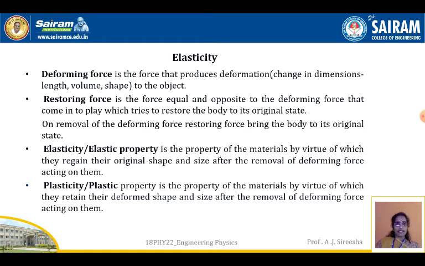Next is elasticity. Elasticity is a property of a material by virtue of which it regains its original shape and size after the removal of the deforming force acting on it. That means the property of a material by virtue of which it comes back to the original shape and size after the removal of the deforming force is called elasticity.